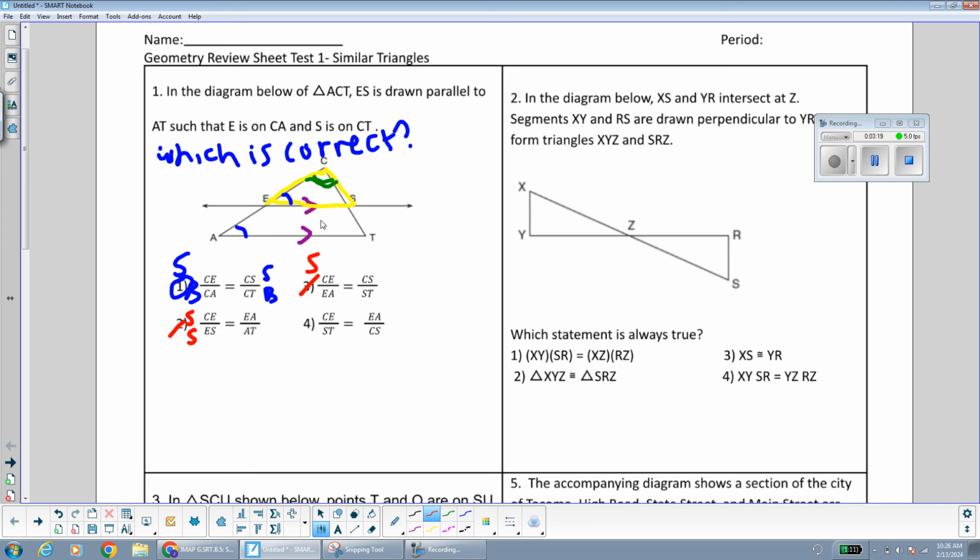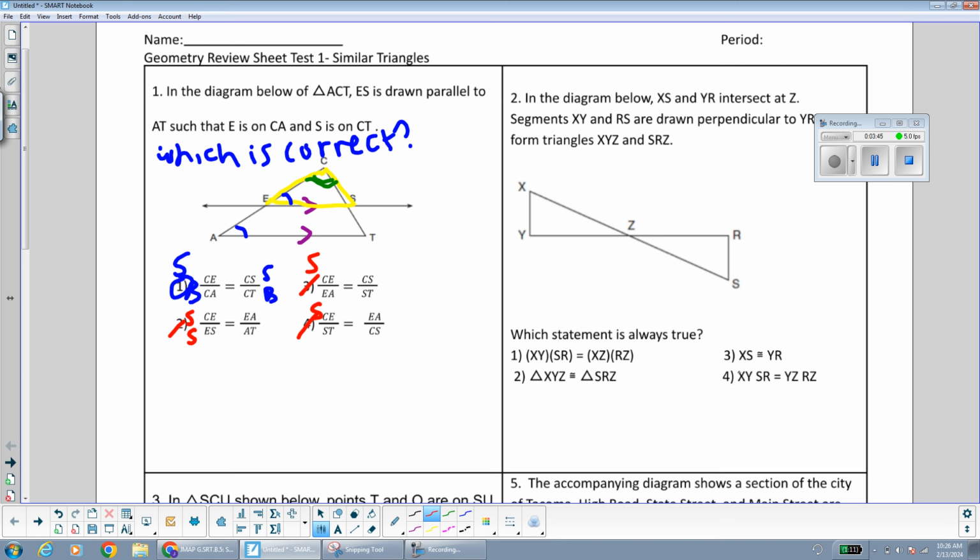And then finally, CE, once again, side from the small triangle over ST. And there's an issue again because ST is not a side of either of the triangles. It's not the side from the small triangle, that would be CS, and it's not the side from the big triangle, that would be CT. It's a side of this quadrilateral at the bottom, so that's not going to be okay. So answer choice number one is the correctly set up proportion.